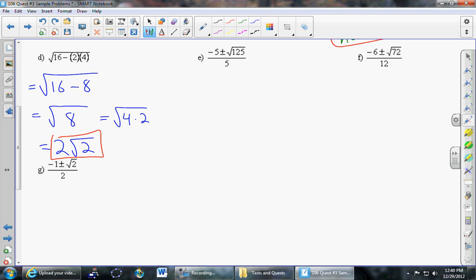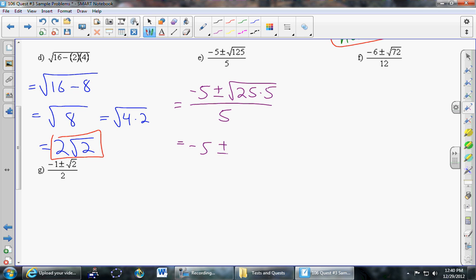Part E, negative 5 plus or minus the square root of 125 over 5. So we're going to do a lot of copying while we deal with the only part that we have any control over, and that's this square root. So look for a nice number that goes into 125. When I say nice, I mean a perfect square. So if you haven't found it yet, pause the video. But if you're ready, we'll just go ahead and write the answer. 125 is 25 times 5.